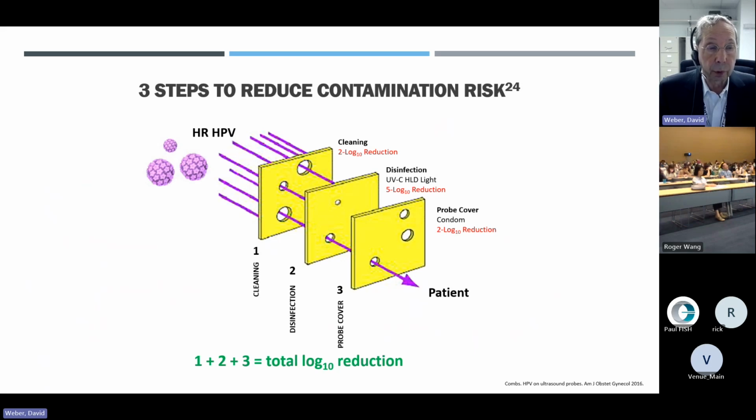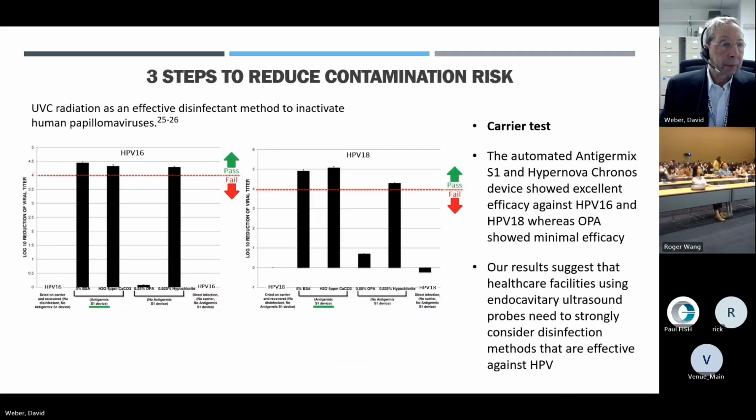Disinfection then would remove about 5 logs, and the probe cover would prevent contamination by roughly 2 logs. Therefore, the total protective effect, we would add all 3 together, and you would see you're at a 10 to the 9th reduction in organisms, which would be safe for preventing transmission of HPV from patient to patient. So again, here is some data on the 3 steps to reduce contamination of HPV.